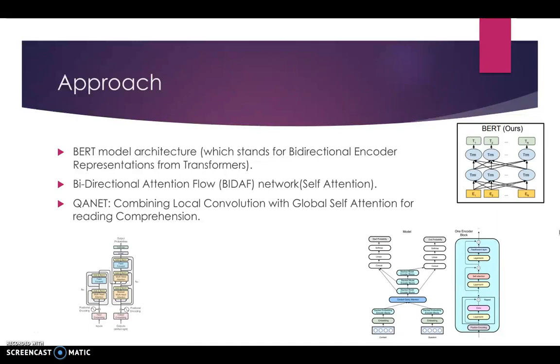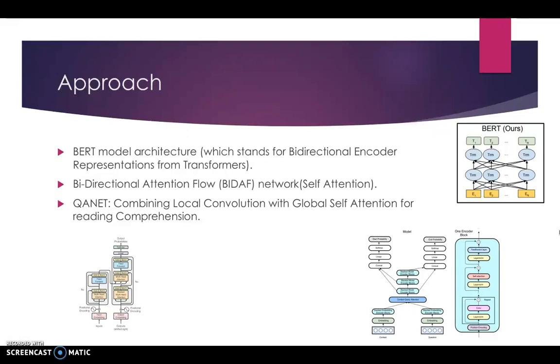BERT model architecture, which stands for Bidirectional Encoder Representations from Transformers. BERT is designed to pre-train deep bidirectional representations by jointly conditioning on both left and right context in all layers. The pre-trained BERT representations can be fine-tuned with just one additional output layer to create a model for a question answering system. BERT's model architecture is a multi-layer bidirectional transformer encoder based on the original implementation described in Vaswani.